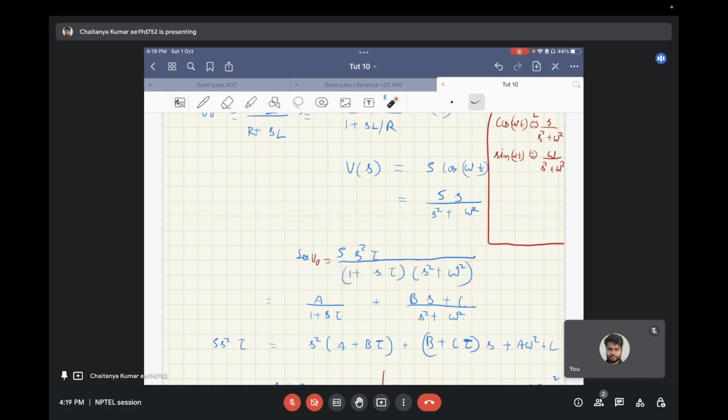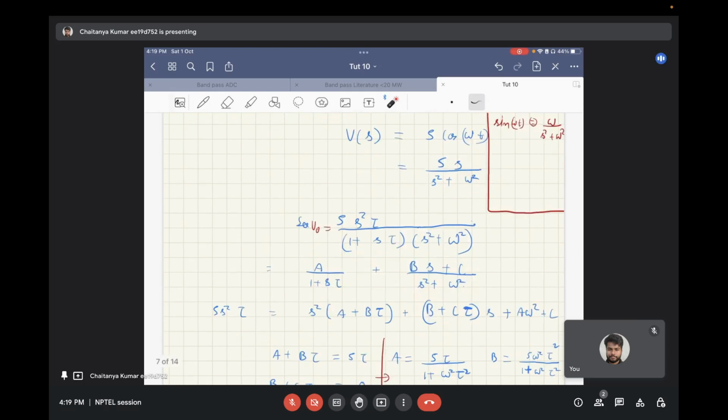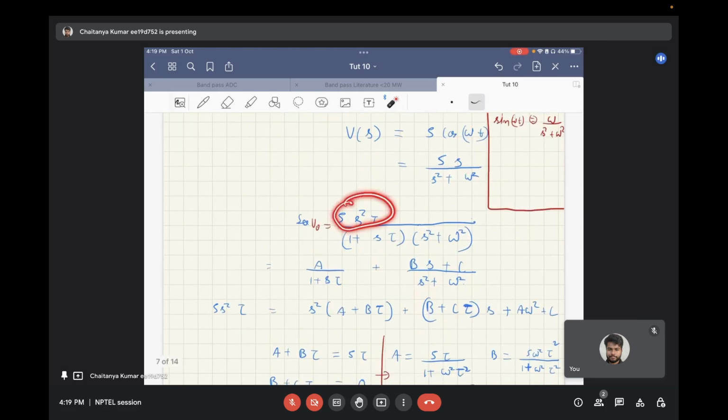So now what can be done is, this denominator can again be broken down into partial fractions. So partial fractions will be of the form A upon 1 plus s tau plus Bs plus C upon s square plus omega square. For a second order denominator, you have the numerator as Bs plus C. So from there, equating the actual numerator with the numerator of the partial fraction, you get 5s square tau is equal to s square into A plus B tau, plus s times B plus C tau, plus A omega square plus C.